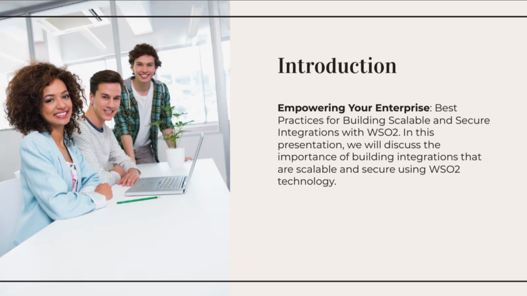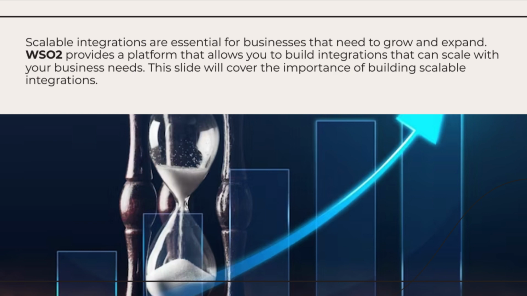1. Architecture design. Start by designing a scalable and resilient architecture for your integration solution. Identify the components and services that need to be integrated and define the interaction patterns between them. Consider using WSO2's middleware products like WSO2 Enterprise Integrator (EI) or WSO2 API Manager (APIM) to implement the integration architecture.